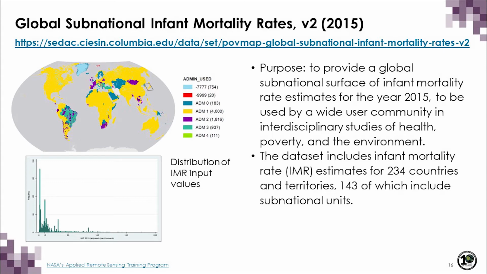The map on the upper left side indicates what administrative level was used to report the IMR, and in some countries, more than one level was used, for example, in Brazil, to take advantage of the availability of data at higher resolution for some districts. The graph in the lower left side shows the distribution of the IMR input values and helps to spot outliers that could indicate suspicious cases, very low or very high rates.